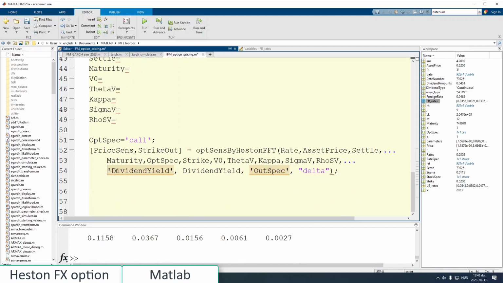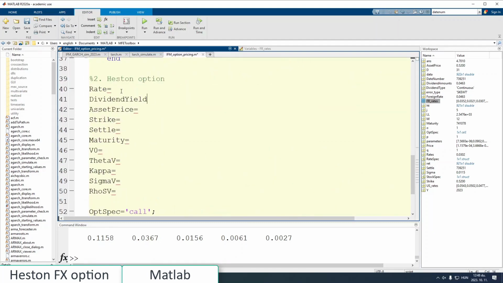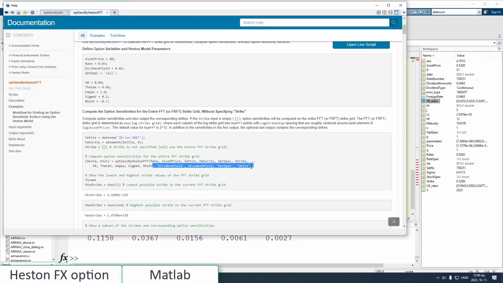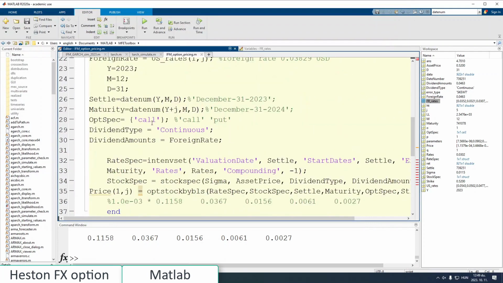Okay, this one is excessive. So dividend yield, this is the other, the foreign rate. Spec delta. Okay, I can live with that one. I have no idea what this is doing, but the others we know. So rate.